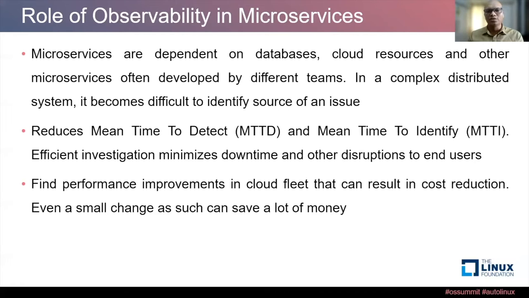So then we can know the threshold of your application, right? How much memory your application uses? How much CPU time it uses? And how many requests per second it can handle while delivering the expected response times. So all these numbers, observability can help you get all these numbers, right? And even a small change can save you a lot of money.